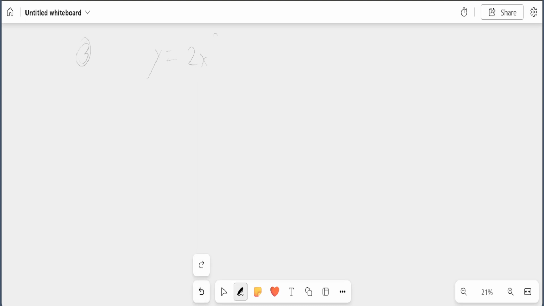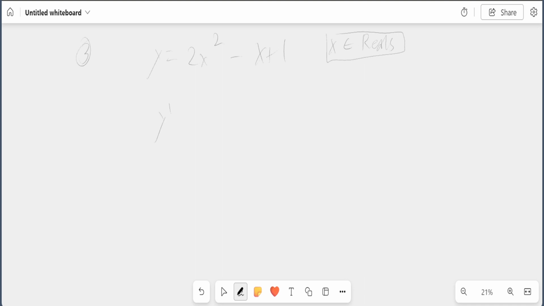2x squared minus x plus 1, and x is all real numbers. I wonder why he puts that here. Could be because, I guess he's just putting bounds on them. Yeah, never mind. Okay.